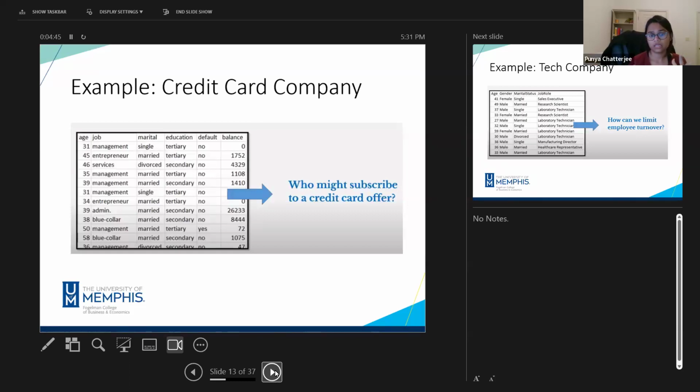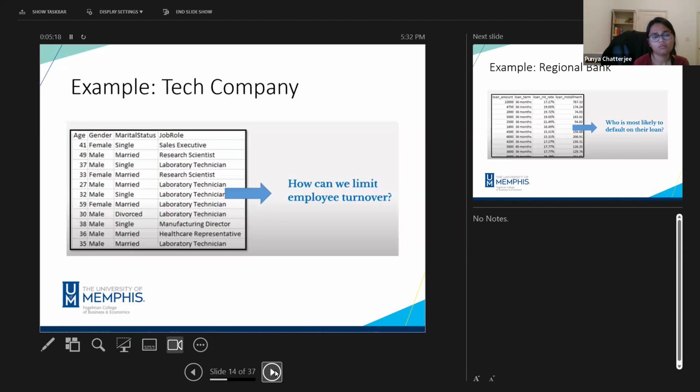Based on all this data, they would be able to predict, with some kind of certainty, whether you are going to subscribe to a credit card or not. And based on that knowledge, they would use their resources targeted at you, not at someone who might not subscribe to a credit card offer. This is one of the things you would know how to answer once we finish this class. Let's take another example. Now, take this example of a tech company.